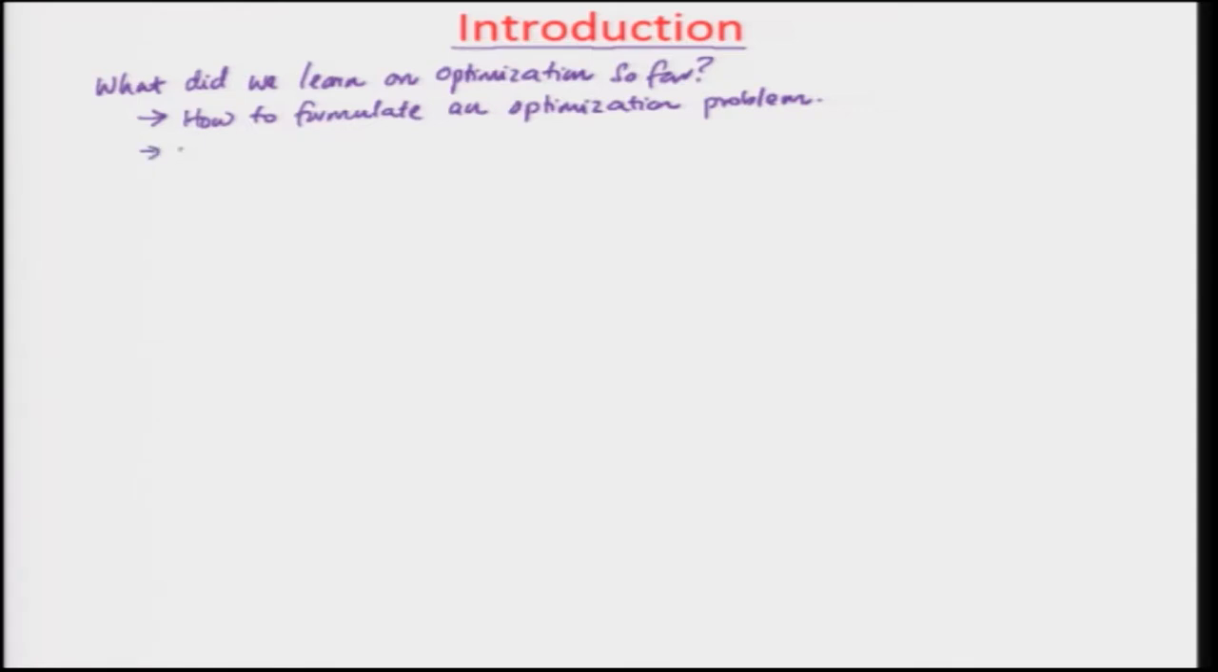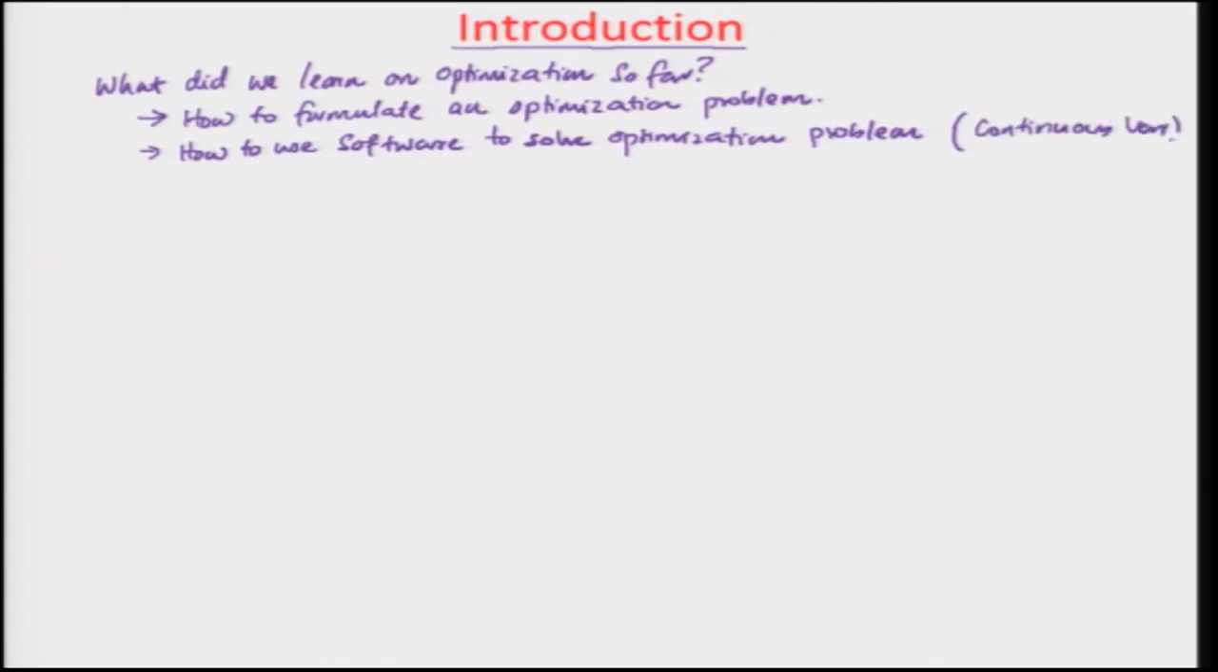Then we also saw how to use software to solve optimization problems. Here in this case, we have been limited to what we call continuous variables. So, our variables are continuous in nature, that means x varies from minus infinity to plus infinity. This is what our concept was, and we know how to formulate those problems, and we learned how to solve them using software packages.